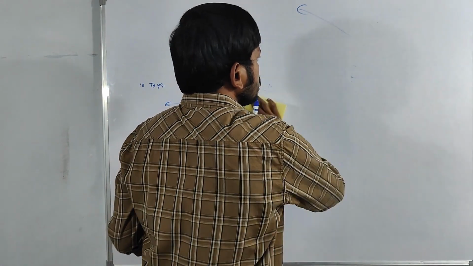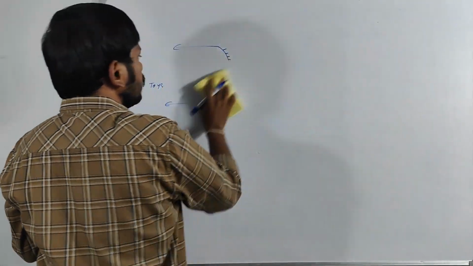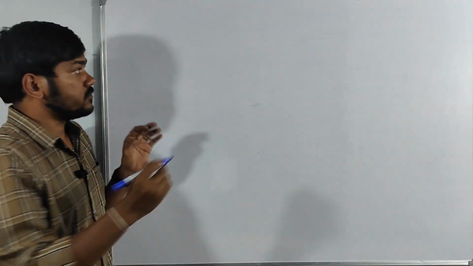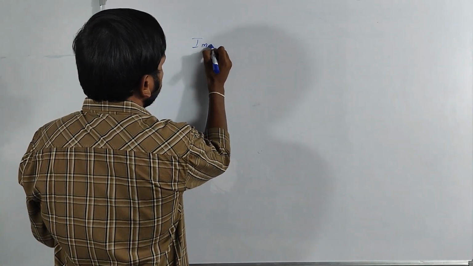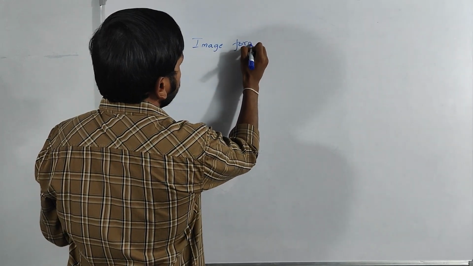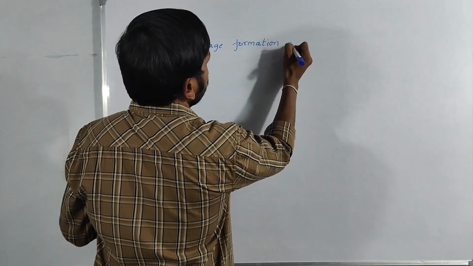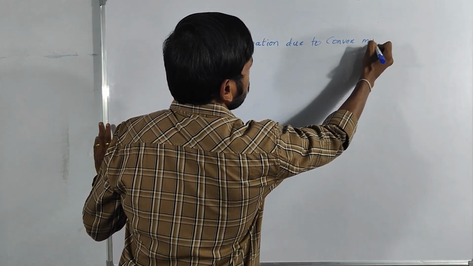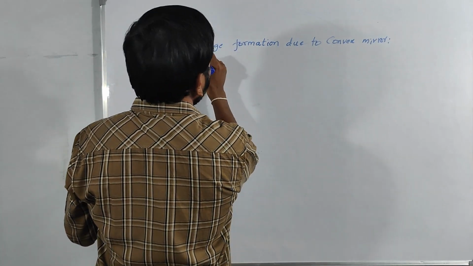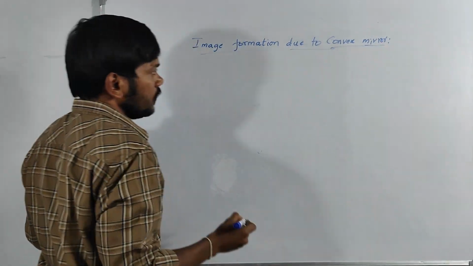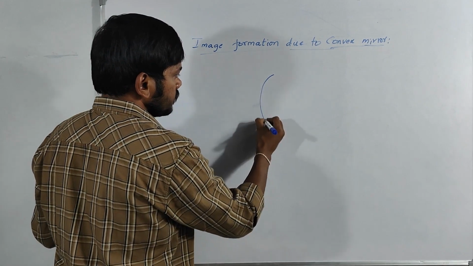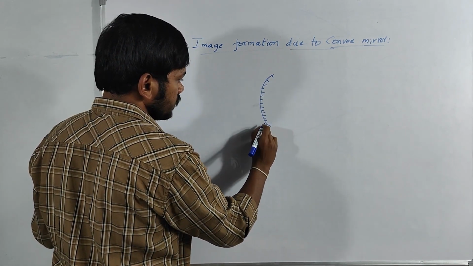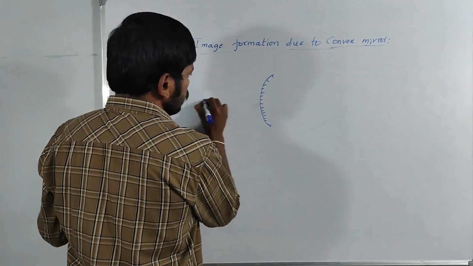Now let us discuss the image formation due to a convex mirror. Image formation due to a convex mirror. Now let us take a convex mirror and see what the possibilities are, what cases it can actually show the images for the objects.